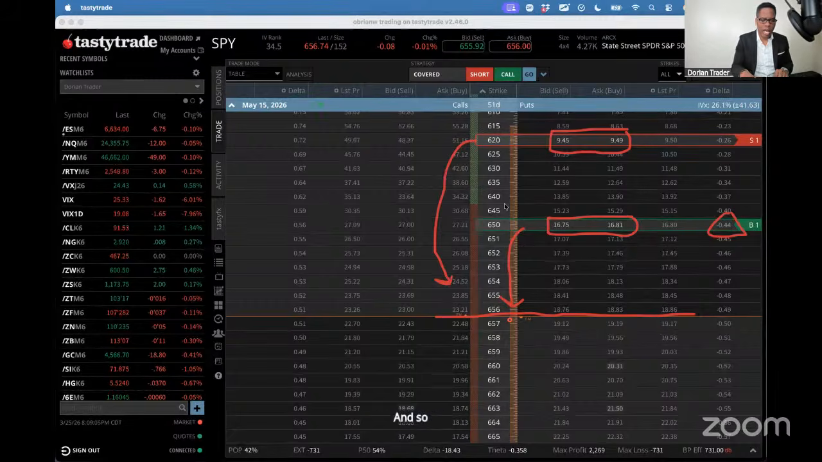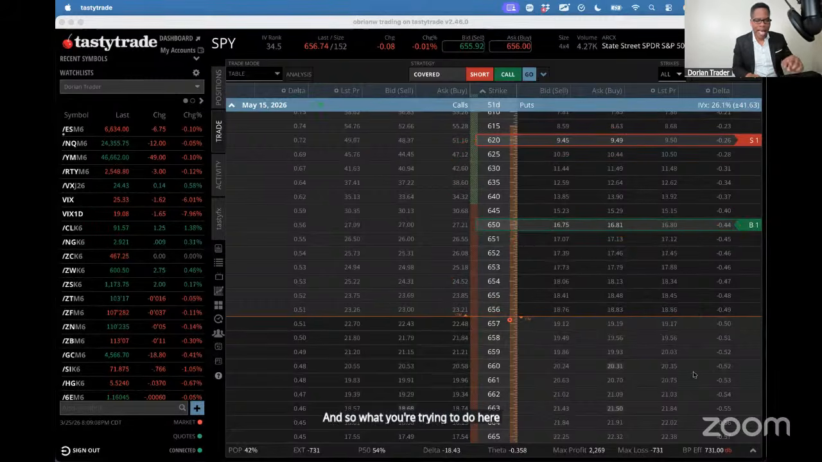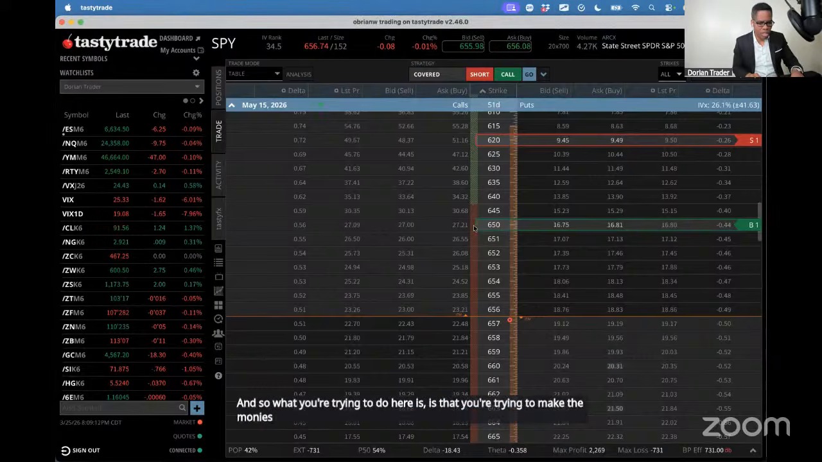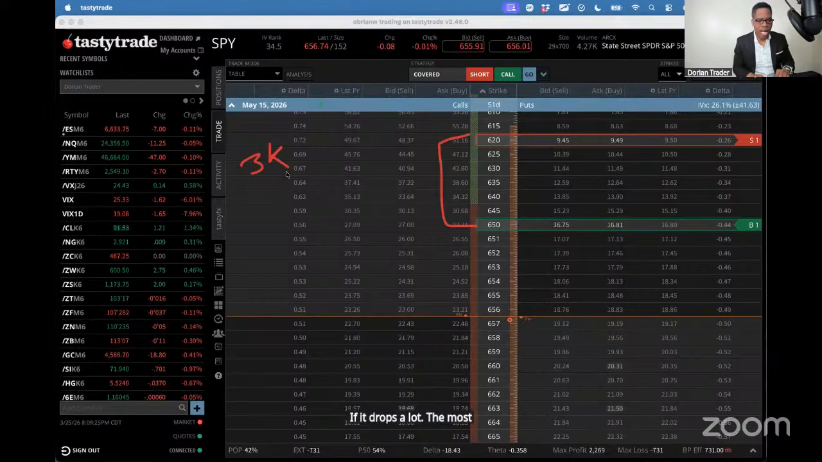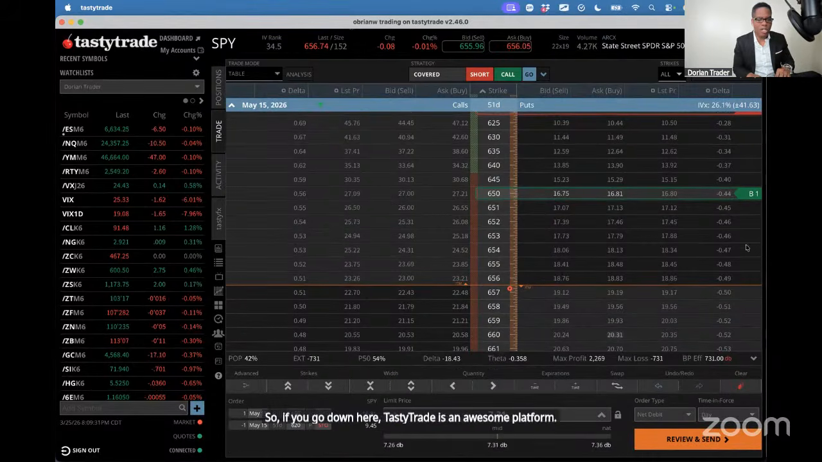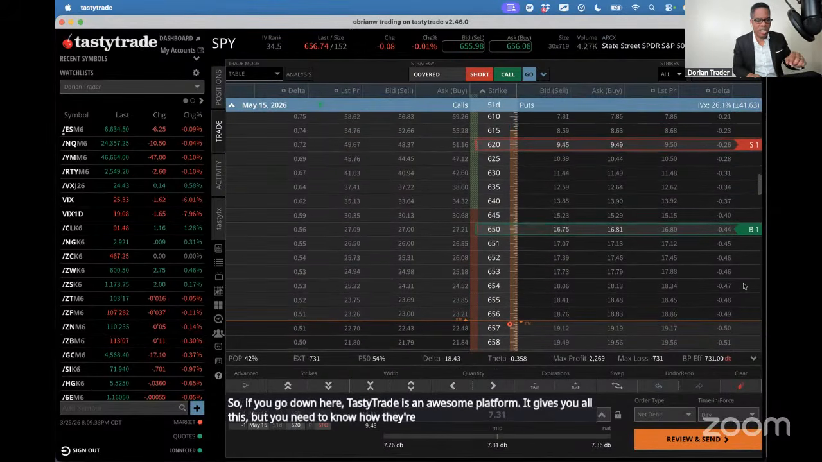And so what you're trying to do here is make the money between the spread. As we talked about, this is a 30-point wide spread, so the most you can make here is $3,000 if it drops a lot. The most you can make is $3,000 minus what you paid. So if you go down here, Tasty Trade is an awesome platform. It gives you all this, but you need to know how they're getting this information.